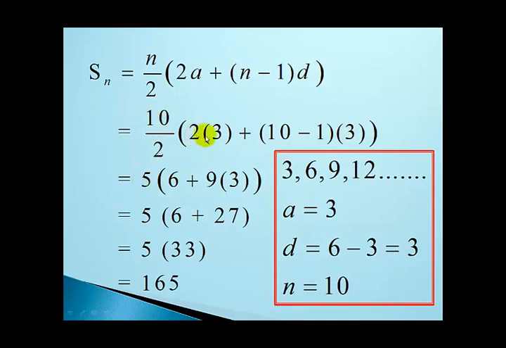2 times 3 is equal to 6, plus 10 minus 1 is 9, and so we have 9 times 3. Now when we multiply 9 by 3, the result is 27. So we have 27 plus 6 in brackets times 5. And 6 plus 27 is equal to 33. 33 times 5 is equal to 165. This means that the sum of the 10 terms of the sequence 3, 6, 9, and 12 is 165. That is the sum of the 10 terms.